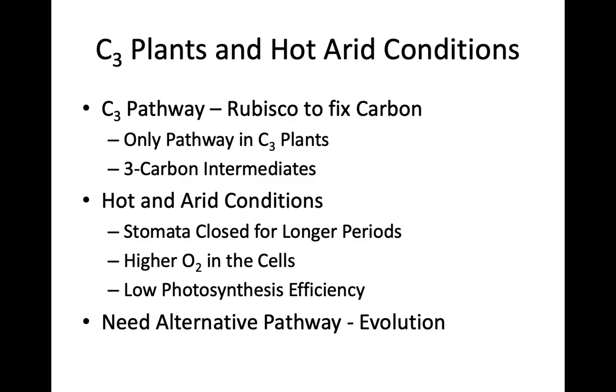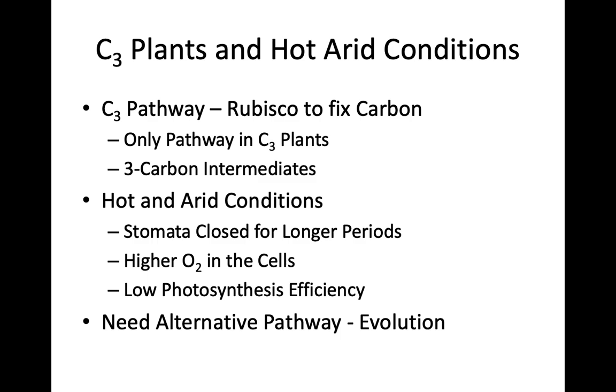They don't want to lose water, which is valuable to them when it's hot and dry. So when the stoma are closed, there will be an increase in the concentration of oxygen in the cell, which means Rubisco is going to start doing photorespiration, which makes photosynthesis less efficient because Rubisco is starting to eat up all that good stuff that photosynthesis was making. So what can the plants do to combat this?